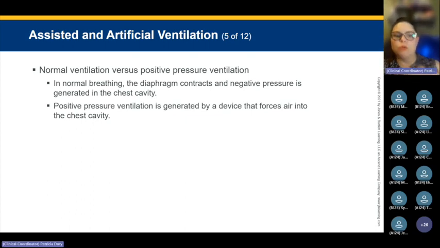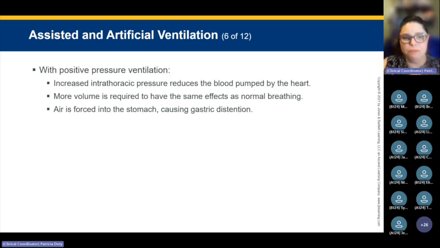So PPV, or positive pressure ventilation, is generated by a device that forces the air into the chest cavity. It increases the intrathoracic pressure, and it reduces the blood pumped by the heart. More volume is required to have the same effect as normal breathing. So as air is forced into the stomach, it can cause our gastric distension. So you have to be really careful when dealing with one of these.